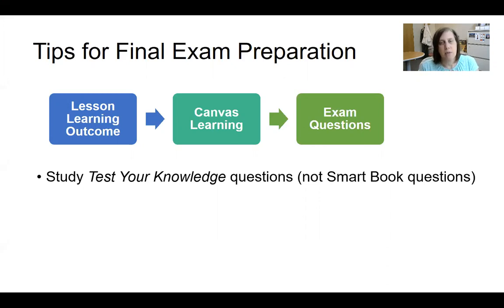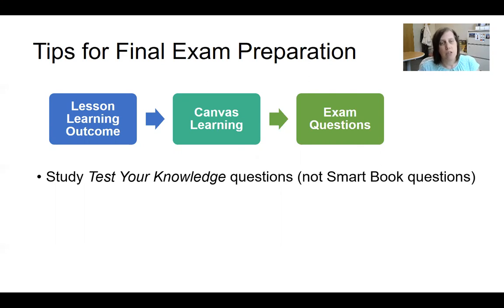Some of you, I think from the mid-course evaluation and just talking with some of you, might be using more of the SmartBook questions, so the questions that are through the reading. And those questions are written by the publishing company, not by me. The Test Your Knowledge questions are ones that I've hand-selected from the publishing company, or that I've modified from the publishing company, or that I've written myself.